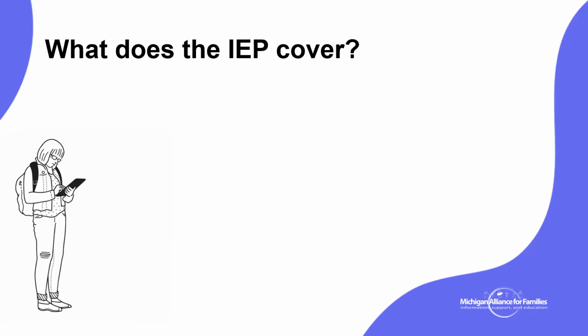You heard me say unique. You heard me say individualized. You know that this IEP needs to be tailored to your child and your child's needs. We've covered that. I will probably say it 30 more times because it is so important. But we need to think about what the IEP covers.